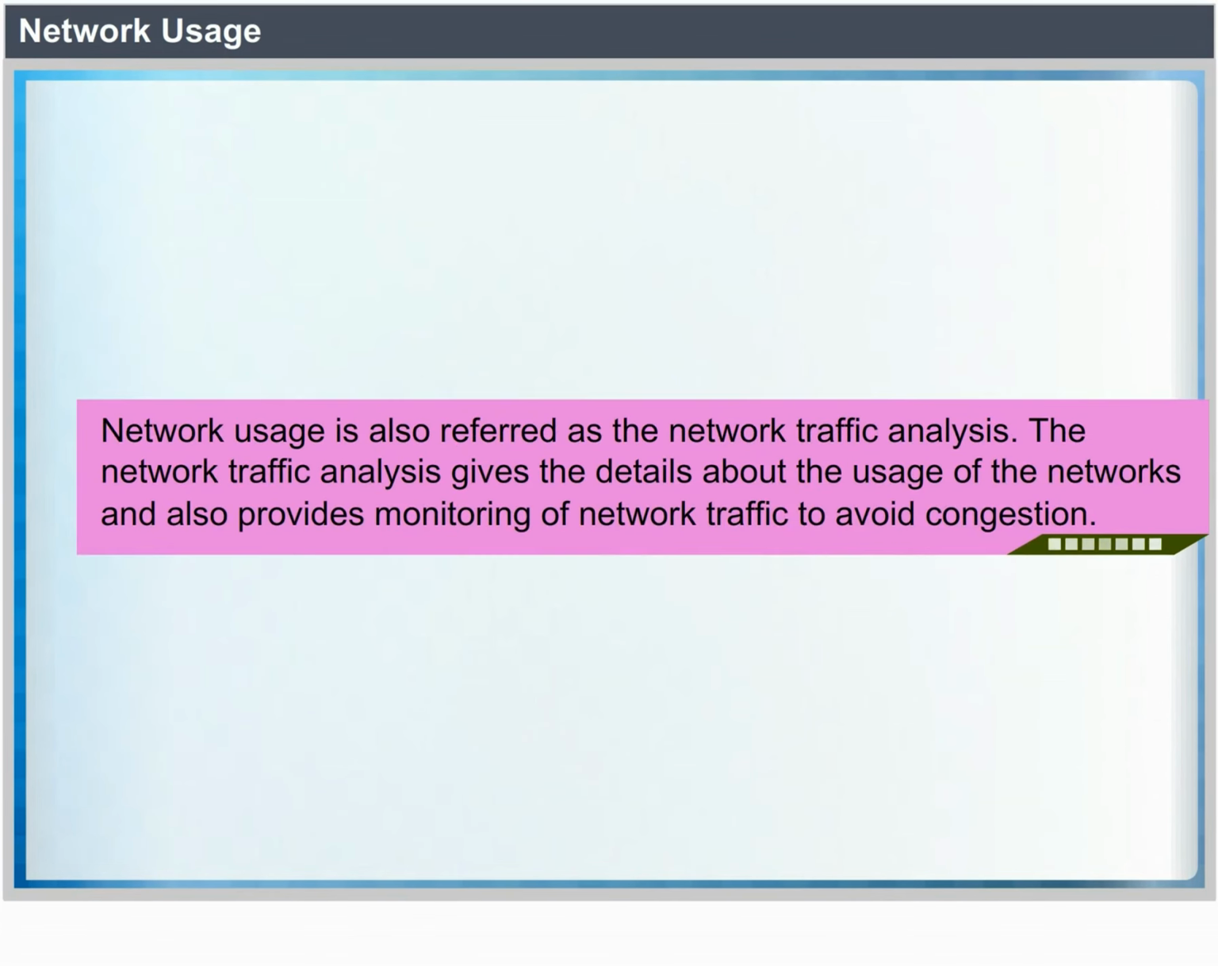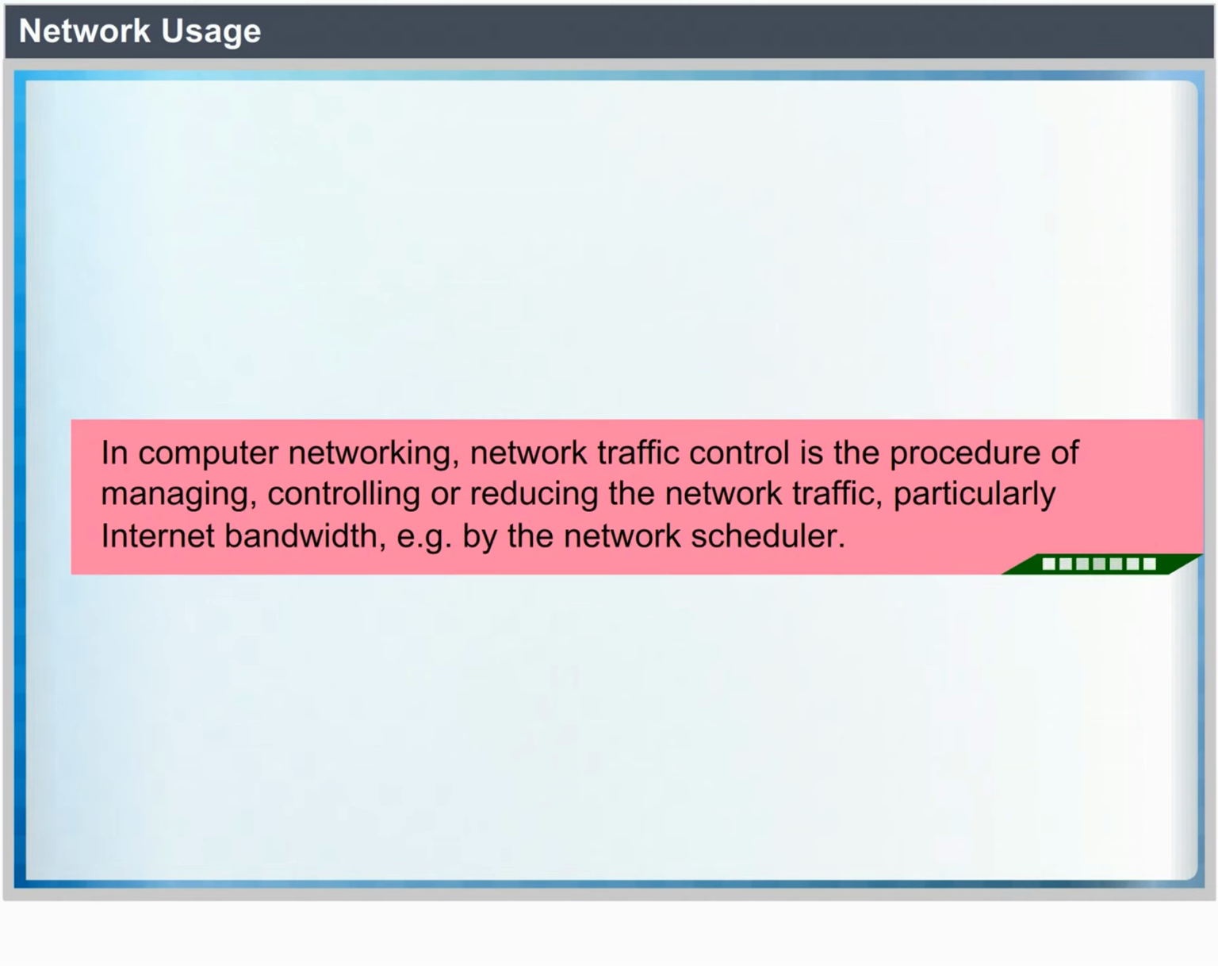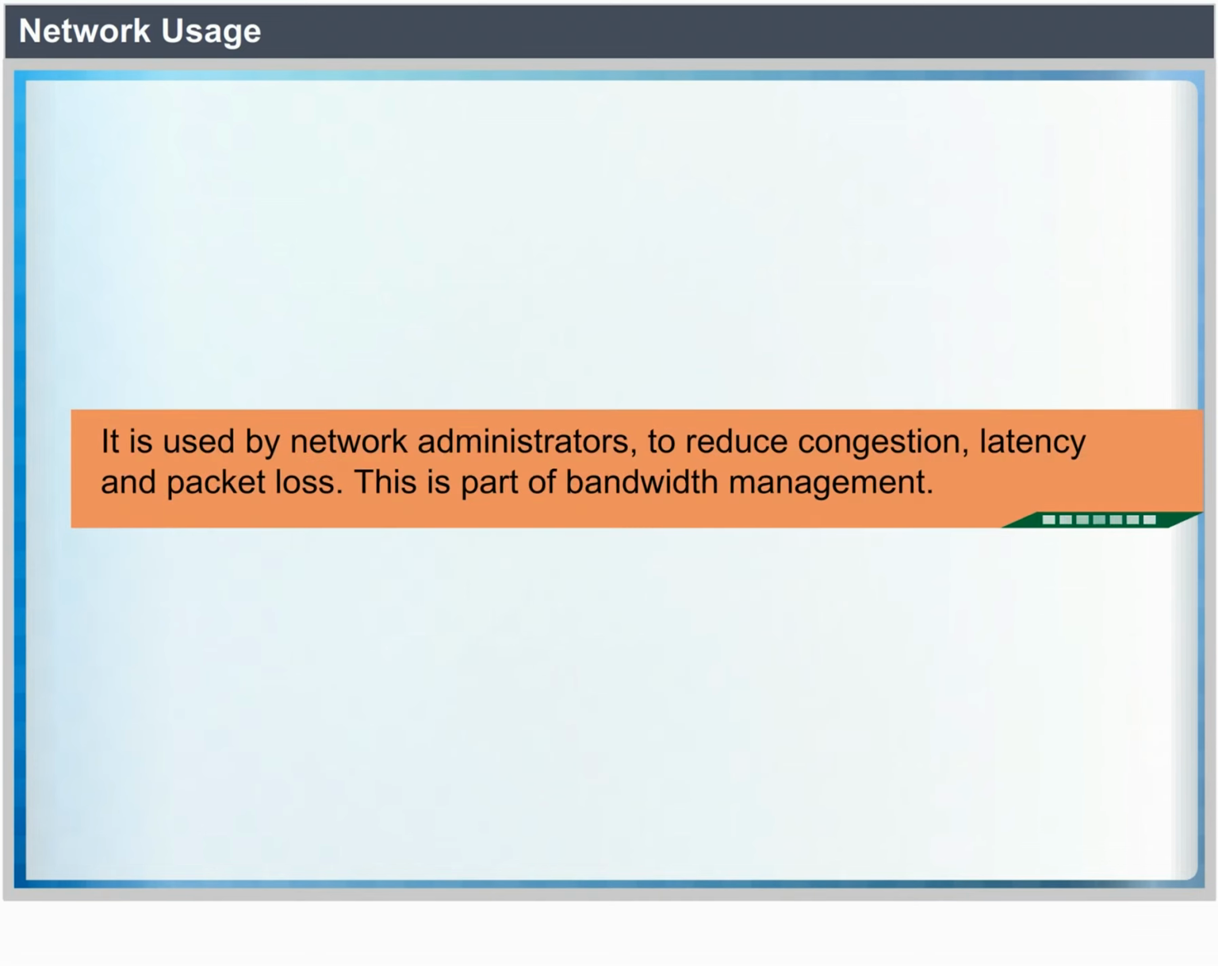The network traffic analysis gives information about the usage of the networks and also provides monitoring of network traffic to avoid congestion. In computer networking, network traffic control is a process of managing, controlling, or reducing the network traffic, particularly internet bandwidth, for example, by the network scheduler. It is used by network administrators to reduce congestion, latency, and packet loss. This is part of bandwidth management.